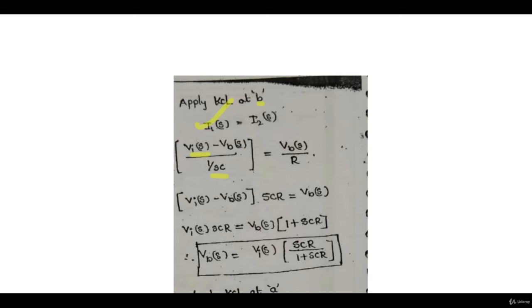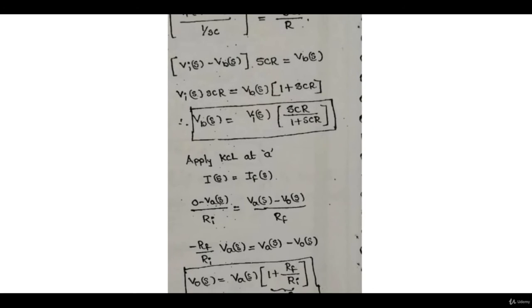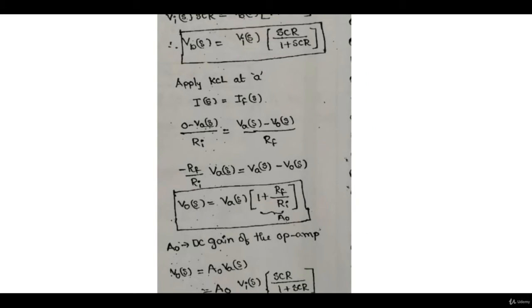You will solve it and get VB equal to Vi SCR divided by 1 plus SCR. So this is when you apply KCL at B. When you apply KCL at A, IS will be equal to IF: (0 minus VA) divided by RI is equal to (VA minus V0) divided by RF. If you solve this, you will get V0 equal to VA (1 plus RF divided by RI). If you write this whole term as A0, this will be the DC gain of the op-amp.